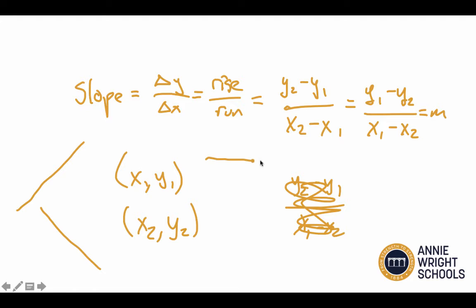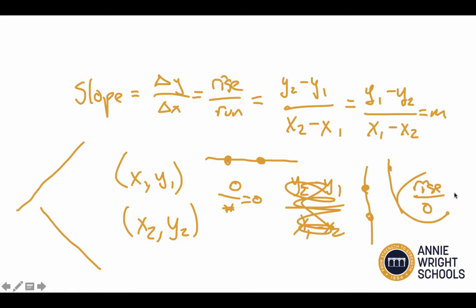If we look at a horizontal line, it has a zero rise and a run. So that's 0 over a number, and that's equal to 0. If we look at vertical lines, it has a rise but no run. A rise over 0 would be undefined. Makes sense because it's not a function, undefined slope.